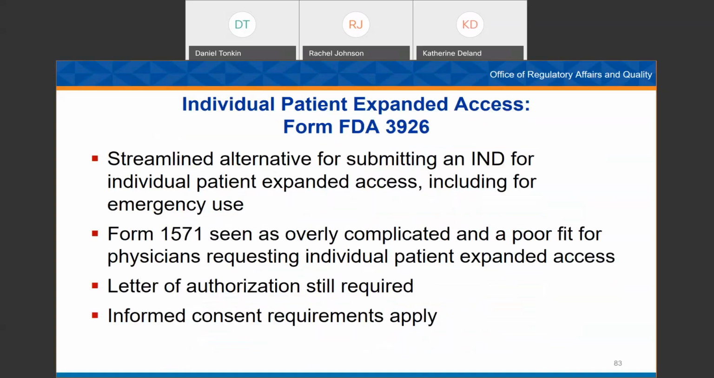Lastly, I want to highlight that for individual patient expanded access, Form 1571, which is included in all INDs, was seen as overly complicated and a poor fit for physicians that are requesting individual patient access. So Form 3926 was created to simplify this process for requesting access for individual patients. And it's thought to reduce the time commitment as well as the number of attachments that need to go in. However, you still do need to provide a letter of authorization and possibly the informed consent document.